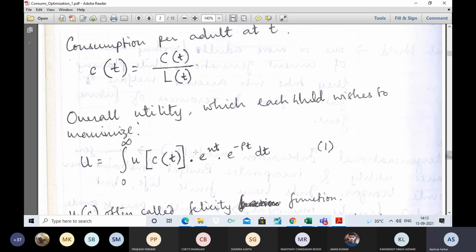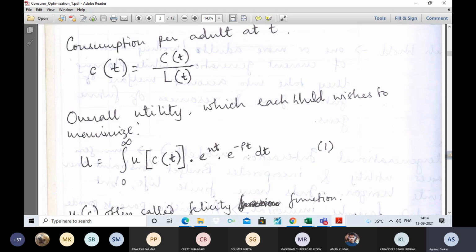Okay, so we assume that rho is greater than n. Rho greater than n basically implies that u in this equation is bounded if c is constant over time. So this function is basically bounded, which follows from the assumption that rho is greater than n. Okay, so one reason for rho to be positive is that utils that would be received far in the future correspond to consumption of later generations. So suppose that starting from a point at which levels of consumption per person in each generation are the same, parents prefer a unit of their own consumption to a unit of children's consumption.